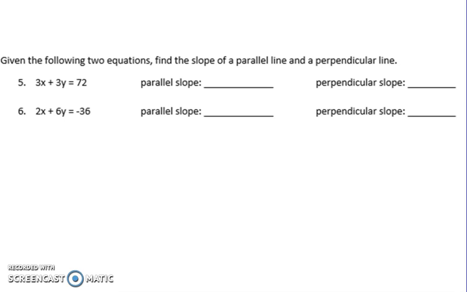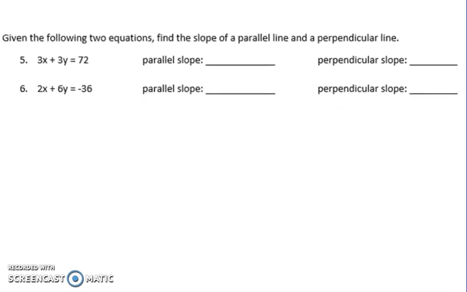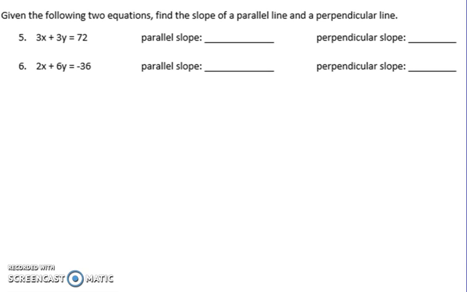Now, this question gives us an equation and asks us to find the slope of a parallel line and the slope of a perpendicular line. Well, these are in standard form. I can't find my slope from standard form, so I need to turn both of them into slope-intercept form, and then I'm just going to look at my m.